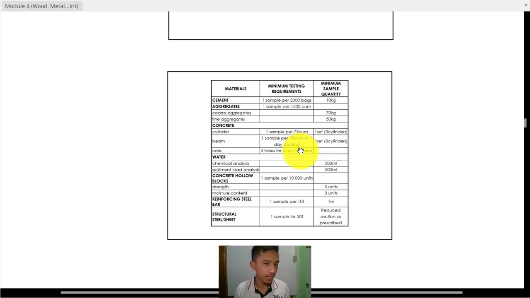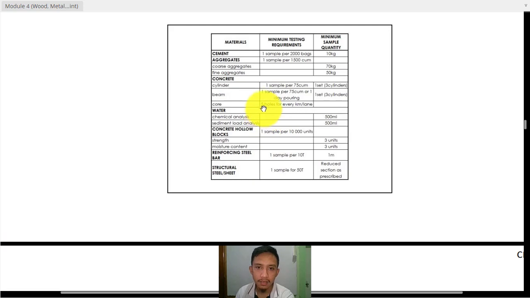And then for core, that is applicable for pavements. If you are paving a highway, we need to test that to see if it is within the standard, and this is the minimum testing requirement: 5 holes per kilometer of each lane. So once you have constructed 1 kilometer of one lane, we need to test that with at least 5 holes using your core testing.